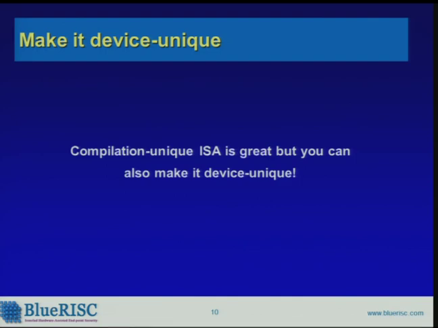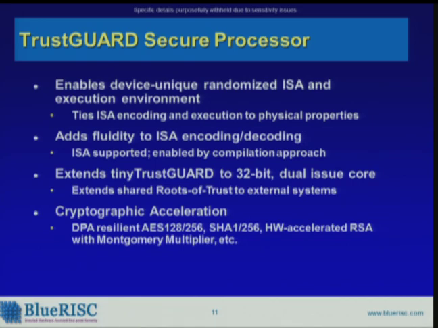So compilation unique ISA is great, but can we do more? We've found that the compilation unique ISA is actually very relevant in many systems, especially super constrained systems, but we wanted to take it further. We wanted to make it device unique. And this brings us to the TrustGuard processor.